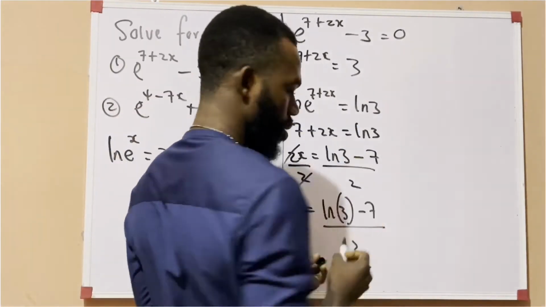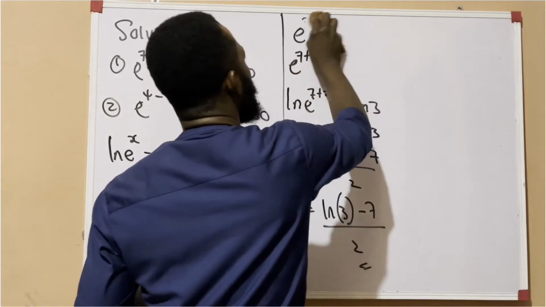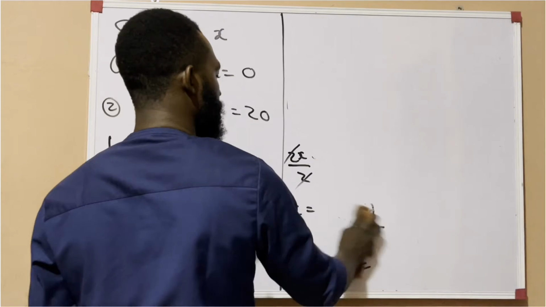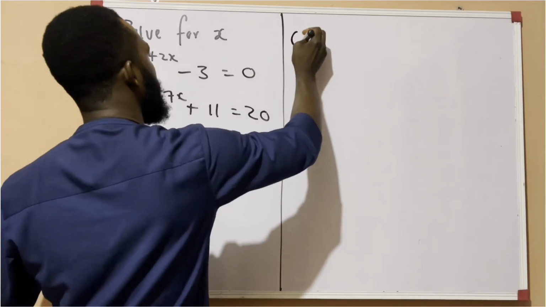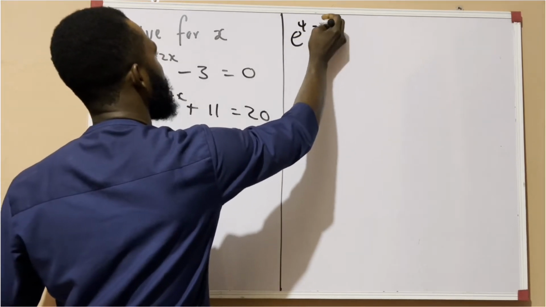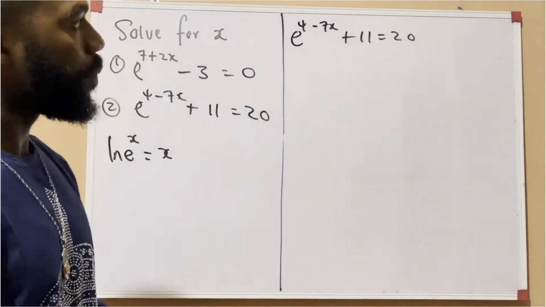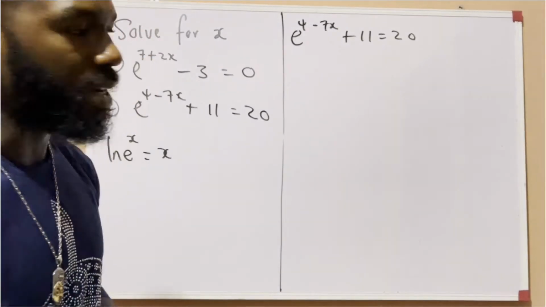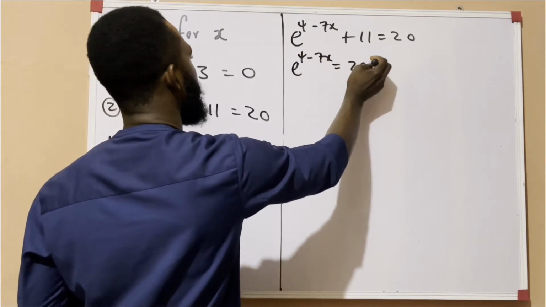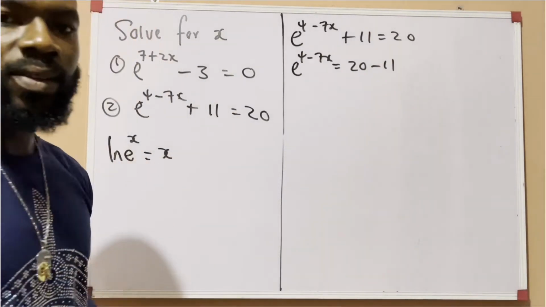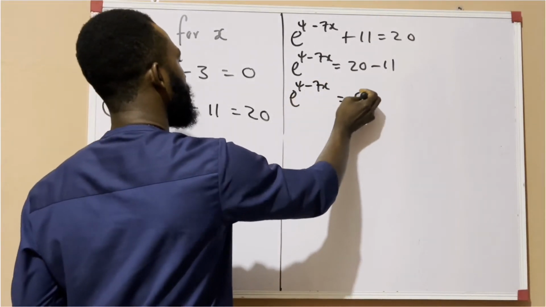Let us see. Okay. Alright, now question number 2 says that e raised to the power of 4 minus 7x, okay, plus 11 equals 20. Again, plus 11 goes to the right-hand side of the equation and becomes minus 11. And so we are left with e raised to the power of 4 minus 7x equals 20 minus 11. And 20 minus 11 gives us 9. So here becomes e raised to the power of 4 minus 7x is equal to 9.